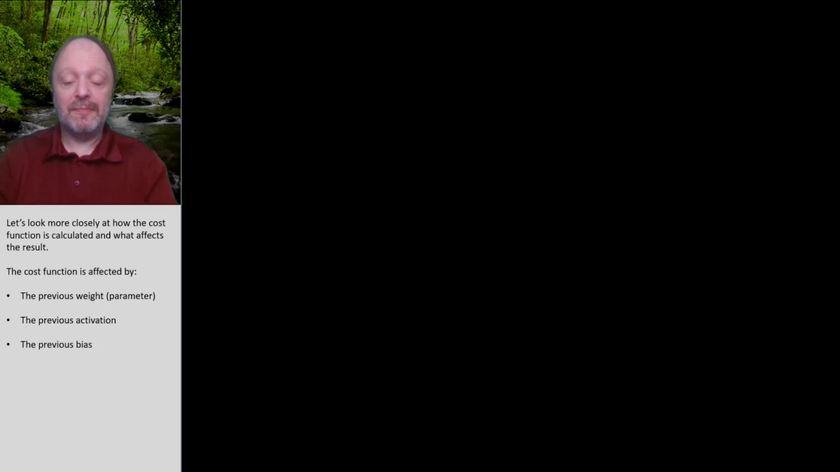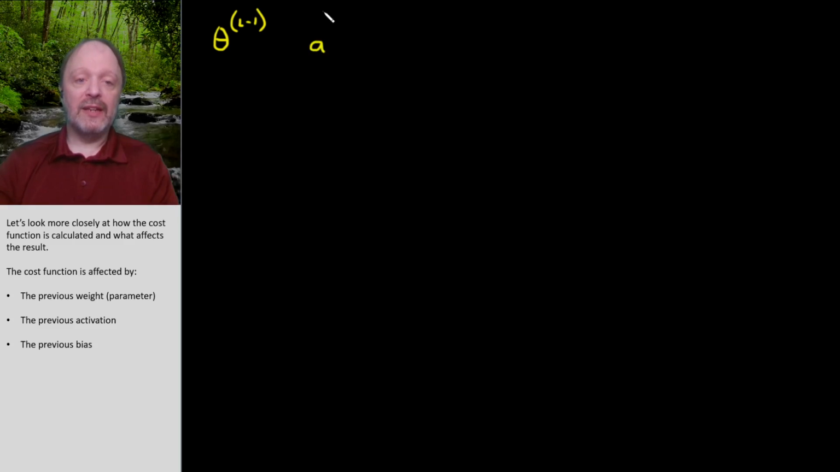Alrighty. So for the next slide, we're going to draw that same relationship, but in a tree structure. We'll get a lot of mileage out of using this tree structure. We're going to start off with theta L minus 1, the previous weight, A, the previous activation, L minus 1, and the bias, L minus 1, the previous bias.